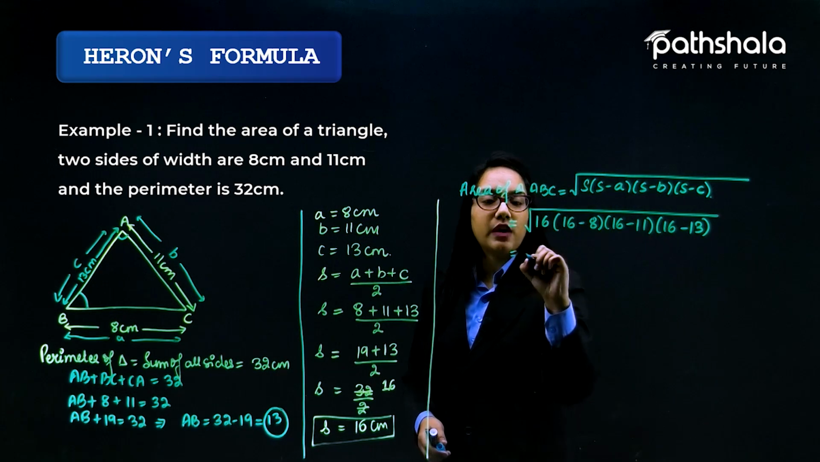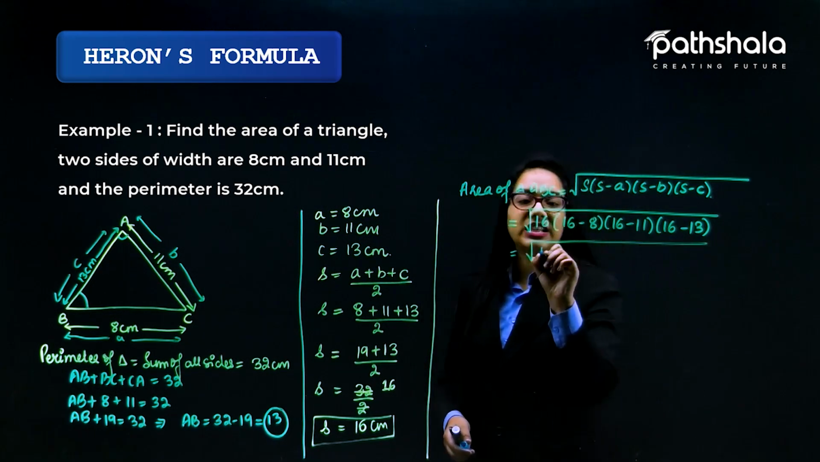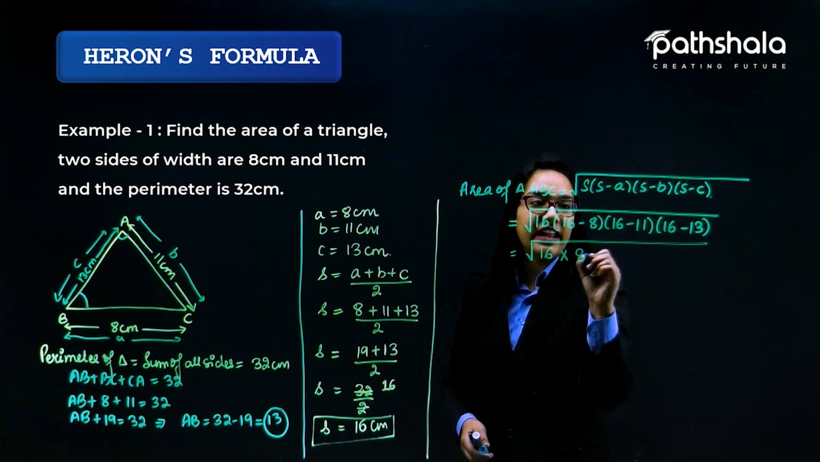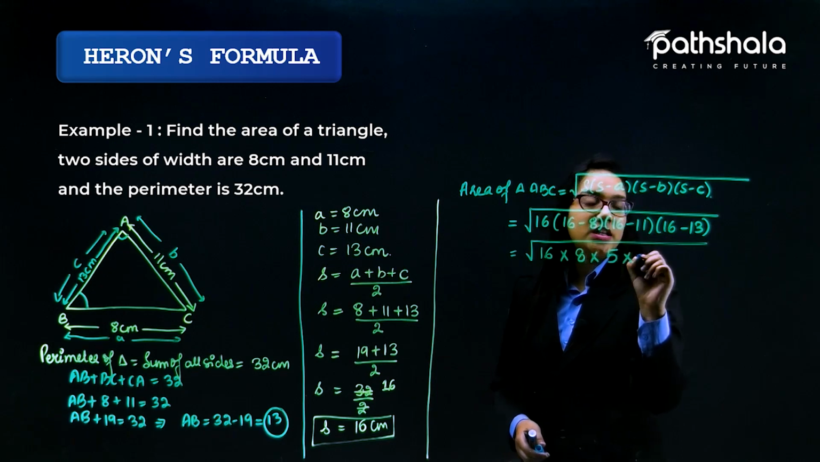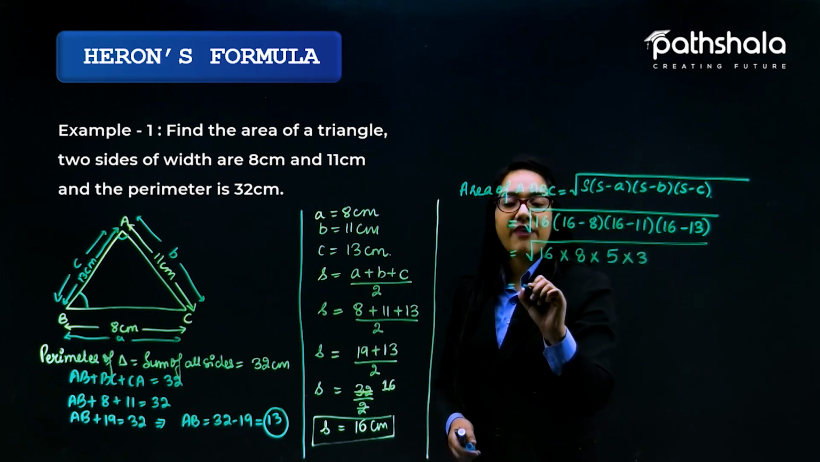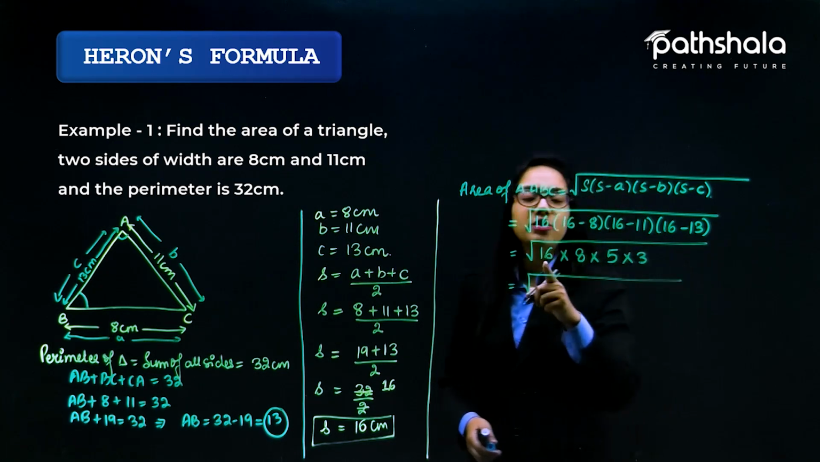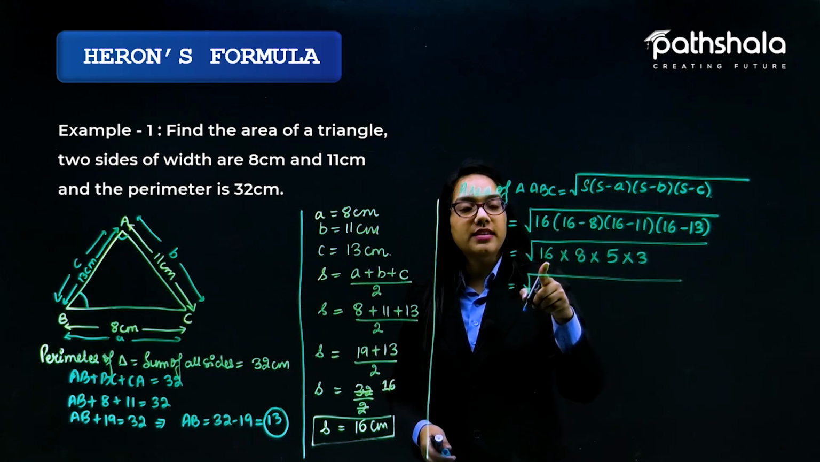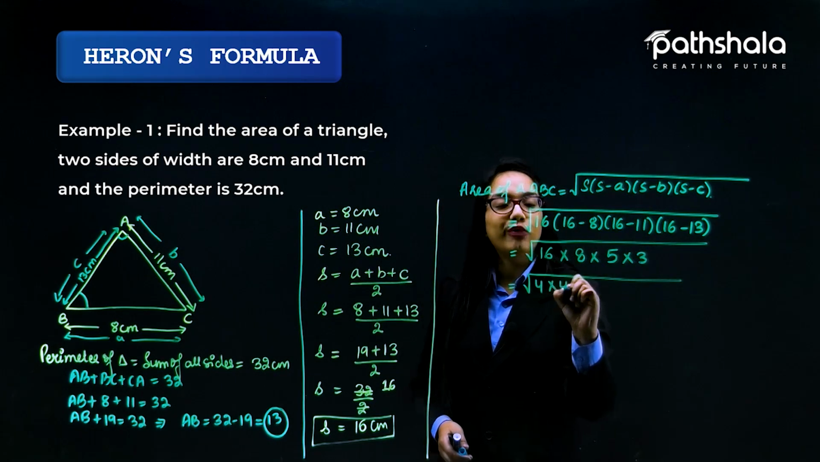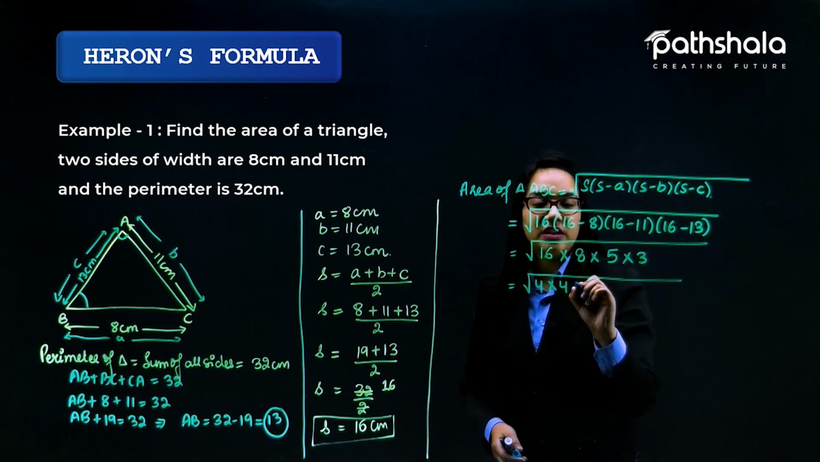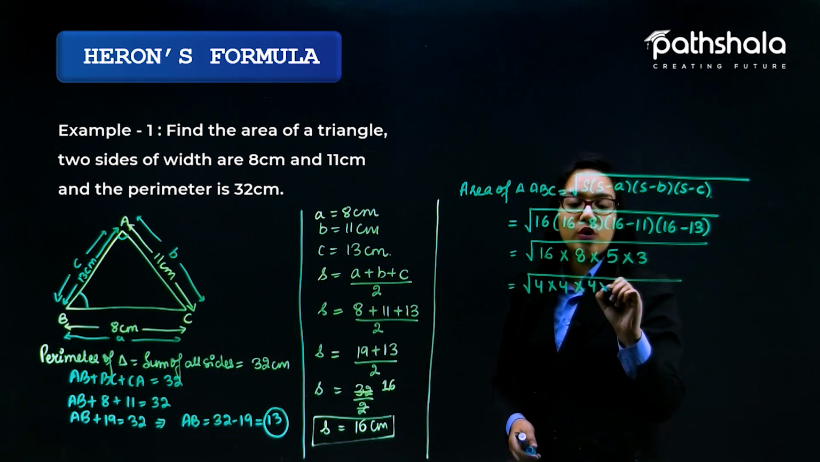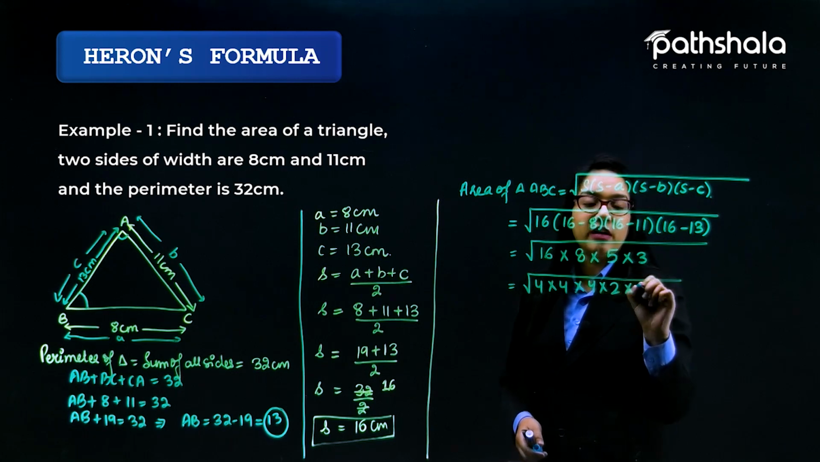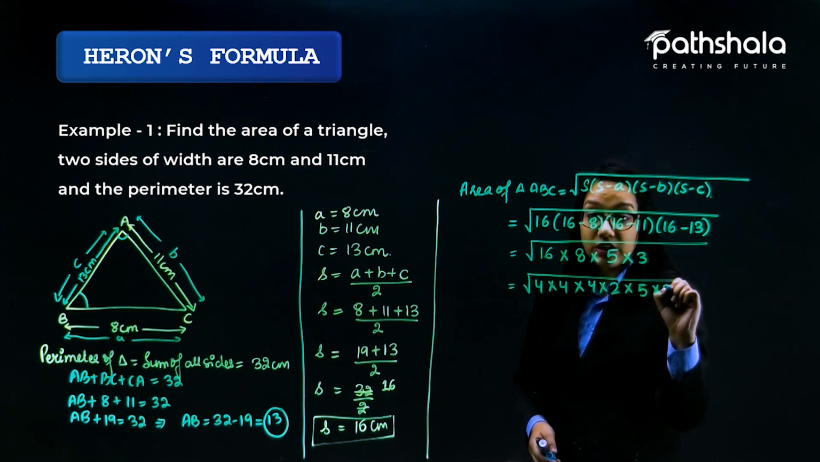Let's sort it out. This is the square root of 16 times 8 times 5 times 3, because 16 minus 8 is 8, 16 minus 11 is 5, and 16 minus 13 is 3. Now let's factorize all these elements. We can write 16 as 4 into 4. Further we have 8, which we can write as 4 into 2, then into 5, and then into 3.